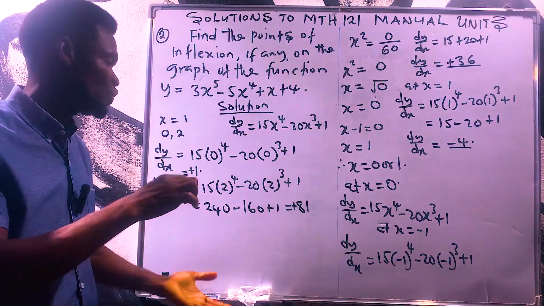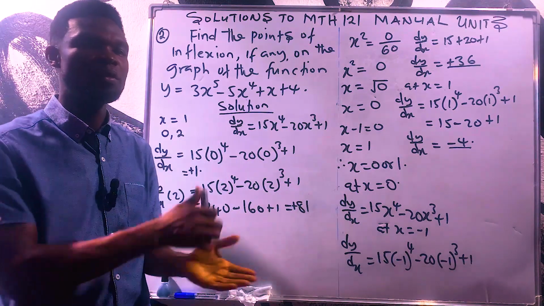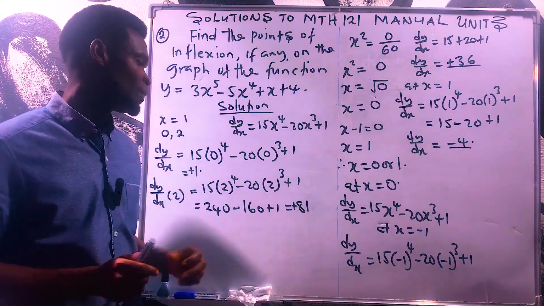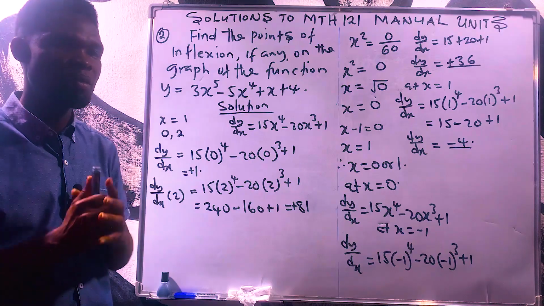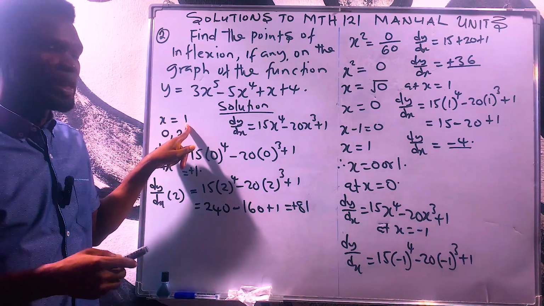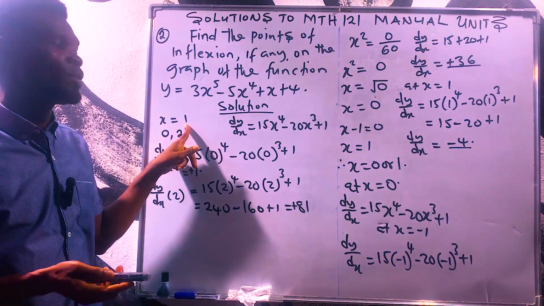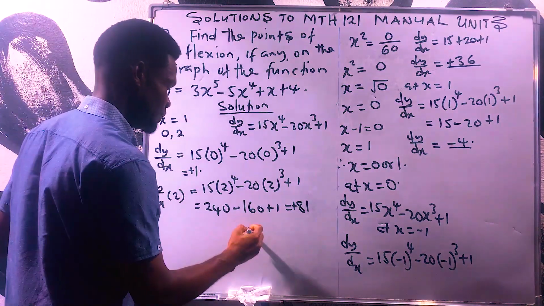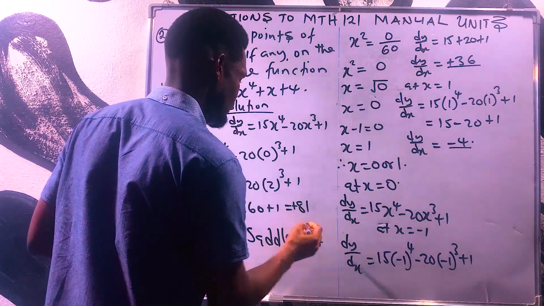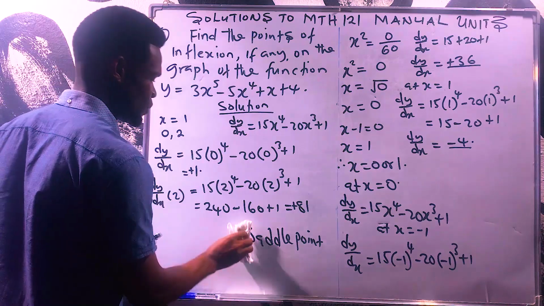So since there is no change in the movement from 0 to 2, it means that the point of inflection occurs at the point where x is equal to 1. You can call it the point of inflection or you can call it the saddle point. So that's where the saddle point occurs.